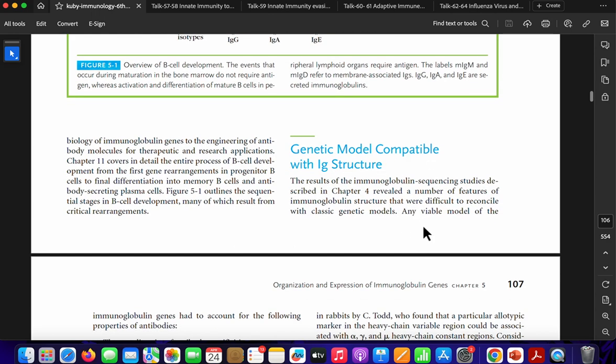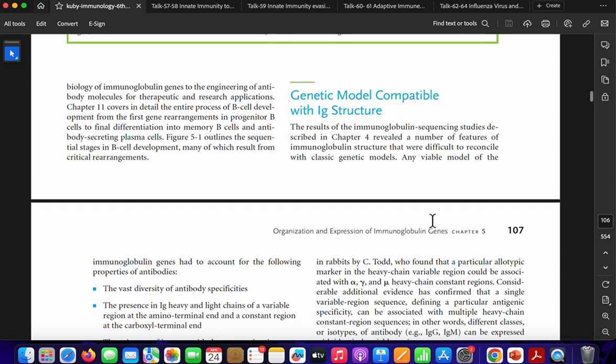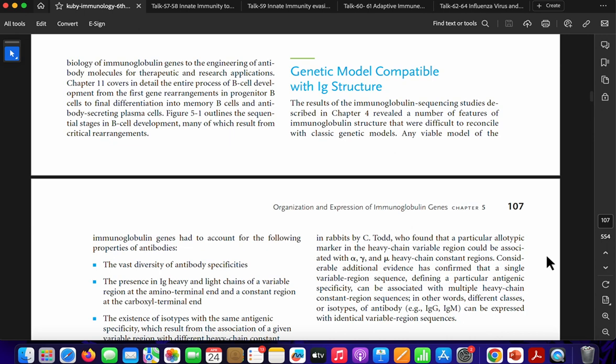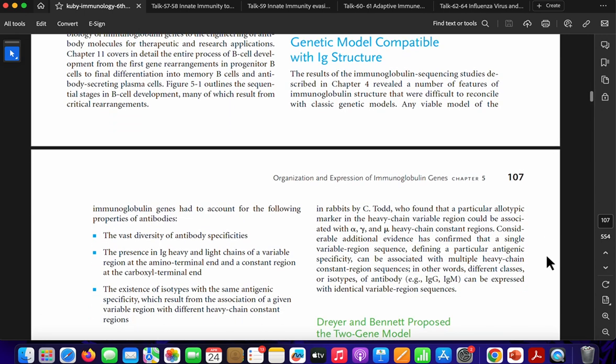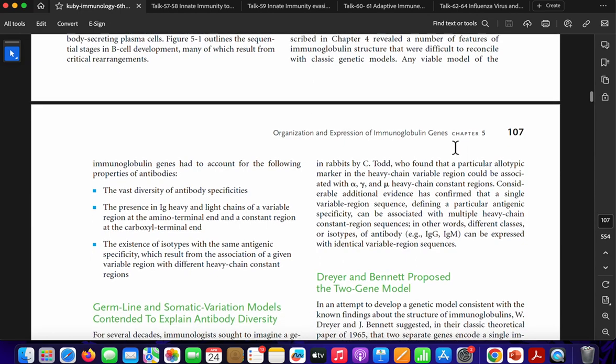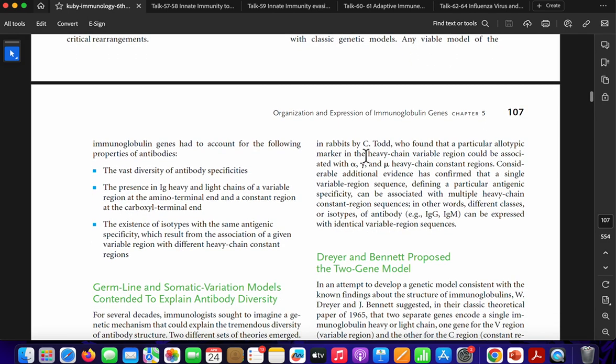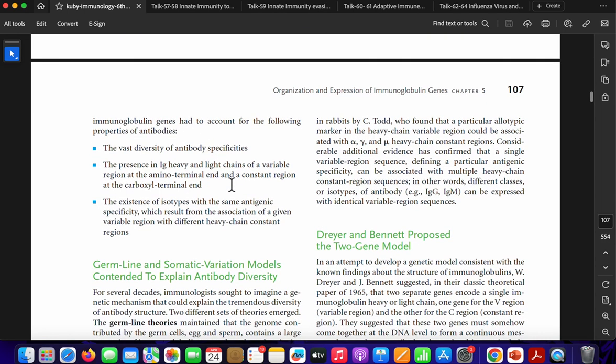Genetic model compatible with Ig structure. The results of the immunoglobulin sequencing studies described in chapter 4 reveal a number of features of immunoglobulin structure that were difficult to reconcile with classic genetic models.